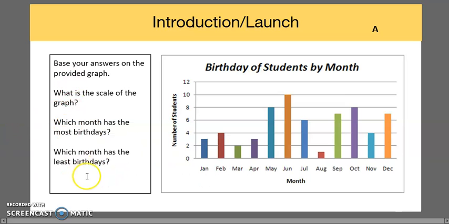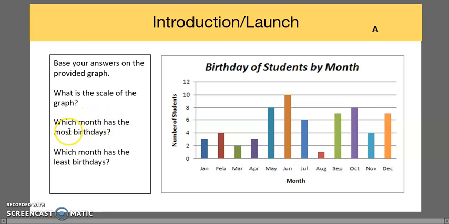So here are some examples, and we want to make sure that students base their answers on the provided graph. Here are some example questions we can ask them, and these are very straightforward, so we want students to get used to extracting information from the graph, such as what is the scale of the graph? So we want them to identify where to locate the number and how much the graph is going up by.